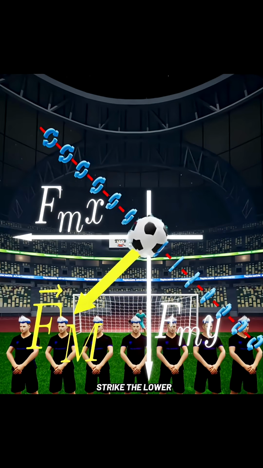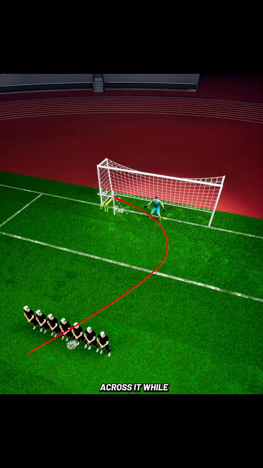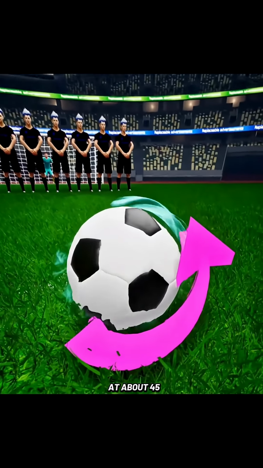This time, you strike the lower back side of the ball with the inside of your foot, swinging upward and across it while aiming around the side of the wall. The ball leaves your foot with its spin axis tilted at about 45 degrees.